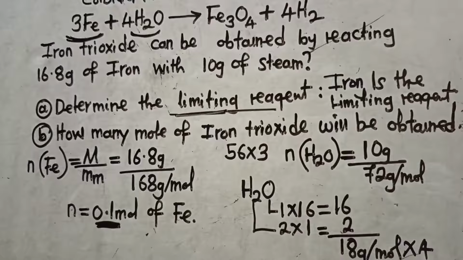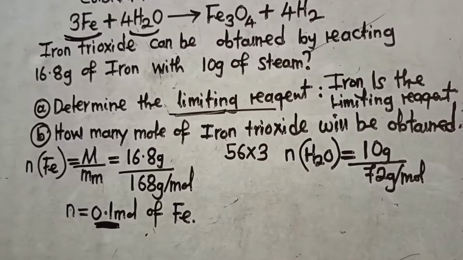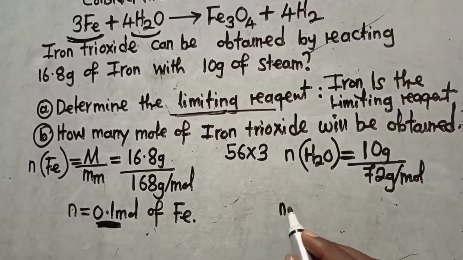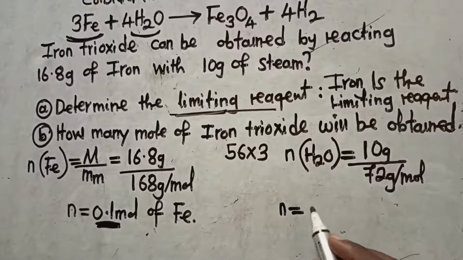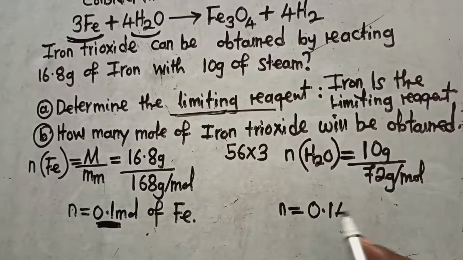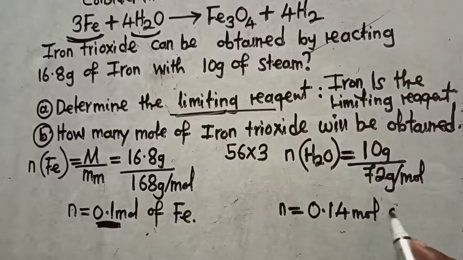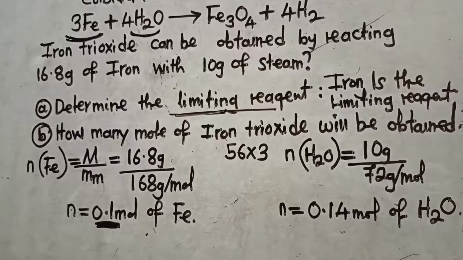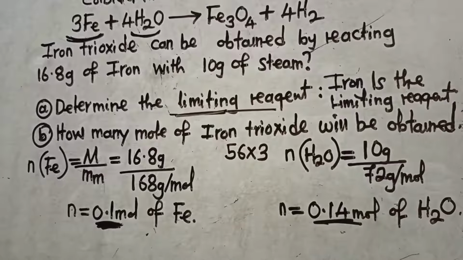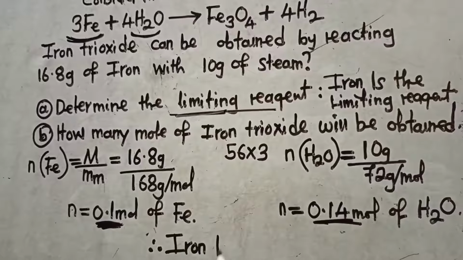Therefore, what is the answer now? Number of moles is equal to, if you divide there, the answer you are going to get should be 0.14 moles of steam. So these are the 2 answers, this one and this one. Which one is the limiting reagent? Therefore, iron is the limiting reagent.